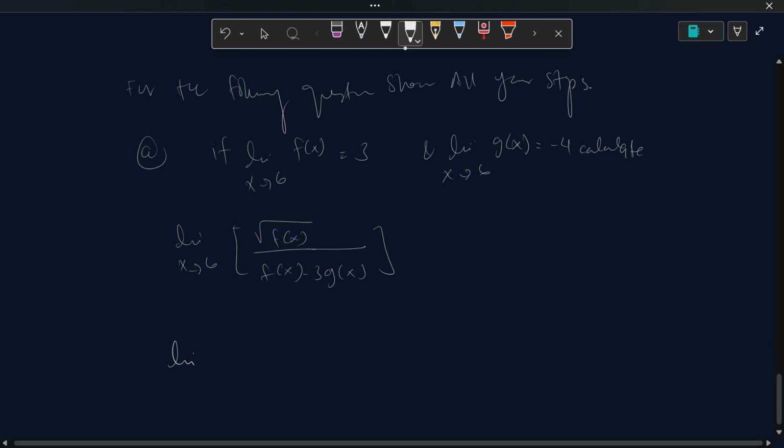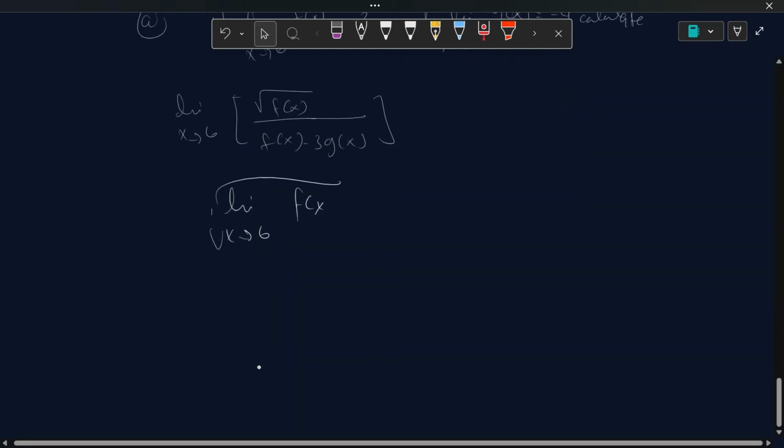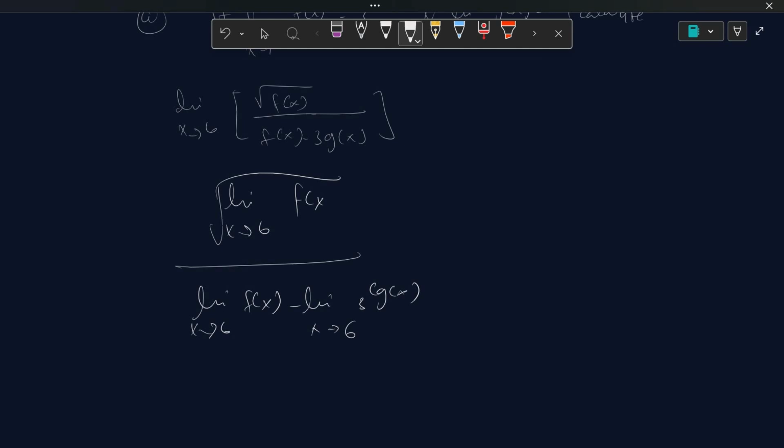By that I mean you basically have to show that the limit, you put it over here, so it has to go inside. That is basically what you have to show. So you're just going to write limit as x approaches 6 of f of x, like this, and at the bottom as well, limit as x approaches 6 of f of x, and then negative limit as x approaches 6 of 3g of x. Once you have written this, you can go ahead and replace the values that you were given.